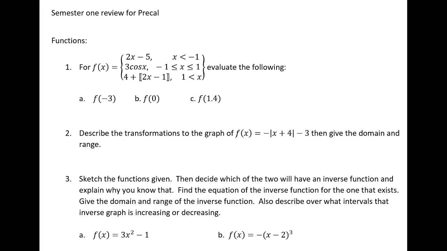All right, here we go. The semester 1 review for pre-cal. We're going to start in chapter 1 with functions.